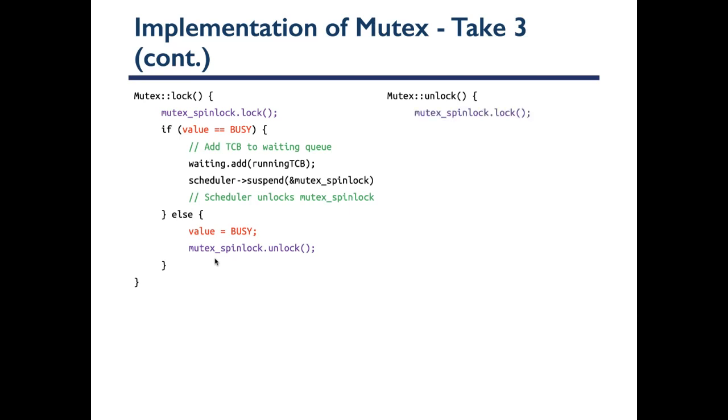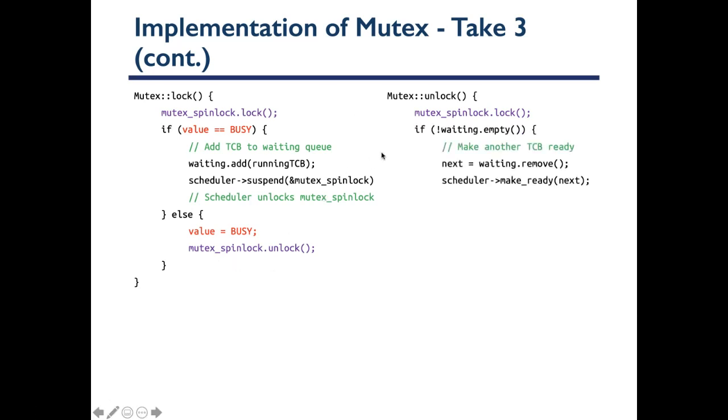Very similarly, we lock the Spinlock. We want to release the lock, so we want to unlock the mutex. We check if somebody is waiting on this mutex. If so, we will choose one of them. This remove could have any type of policy that we have in mind. We could remove the first one that called lock and got blocked, or whatever policy that you could think of. So you pick one, and then you tell the scheduler, make this TCB ready.